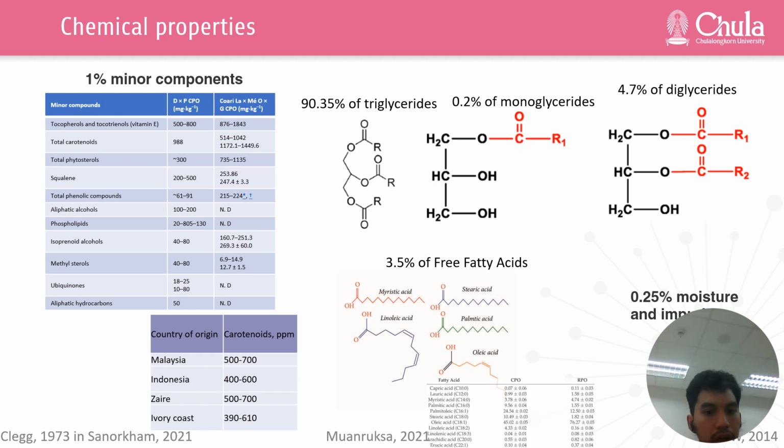For example, here we can see that different countries of origin of the palm oil have different carotenoid content. Malaysia and Indonesia have different carotenoids. So yeah, this is a great key parameter to put in the fingerprinting method.